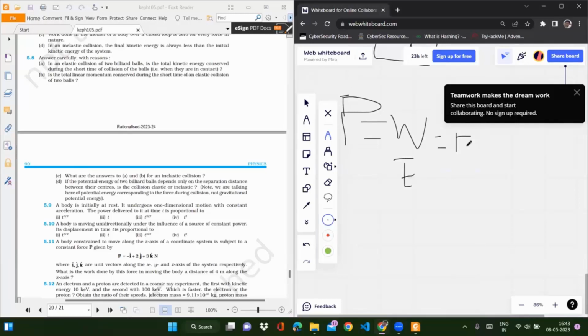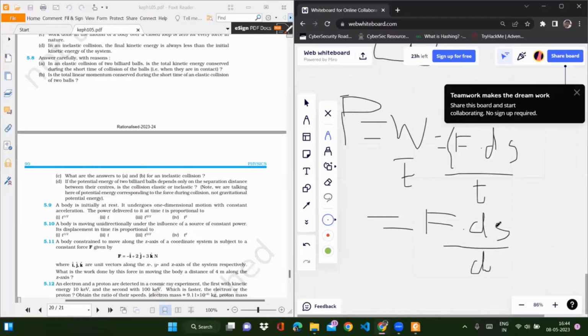It is nothing but the integral of F dot ds divided by t. For infinitesimal time, we can say F dot ds upon dt, where the displacement is infinitesimal and the time period is very short. So the instantaneous power will be F dot ds by dt, which is nothing but F dot v. The force vector dot product with the velocity vector will be the instantaneous power.